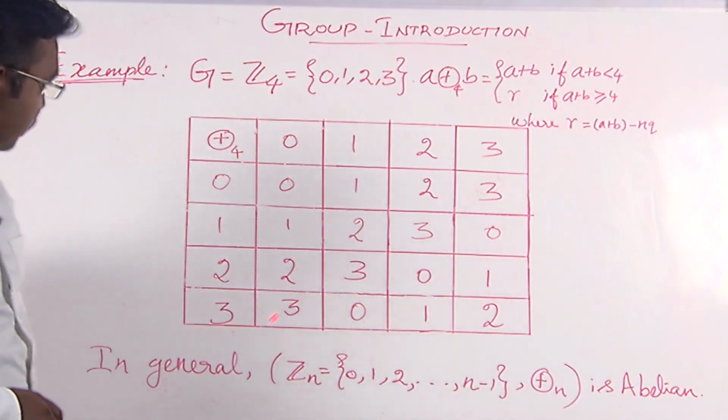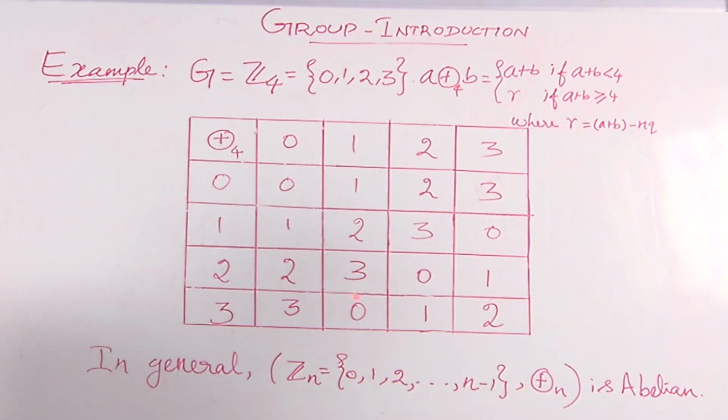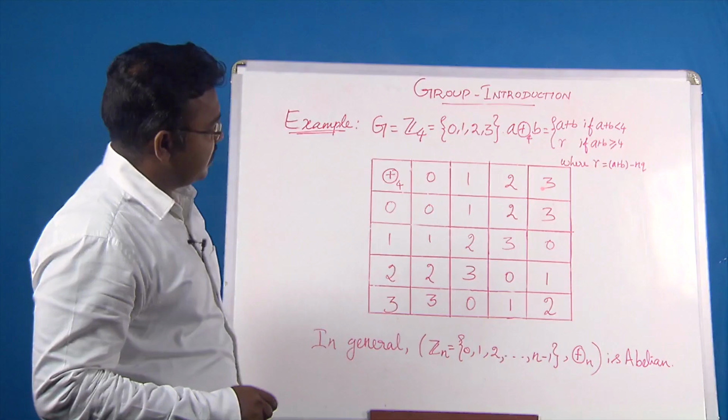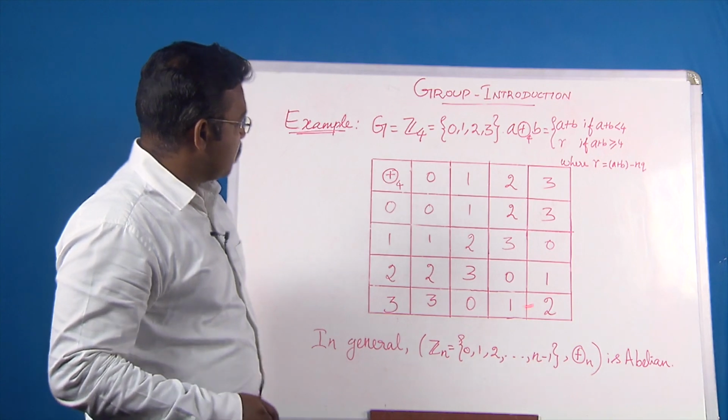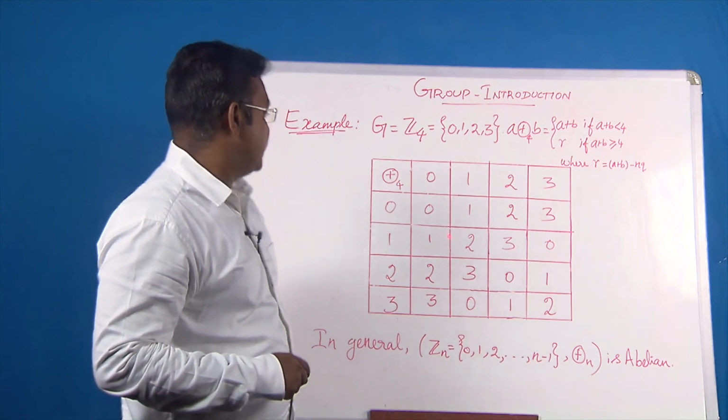The last row: 3 plus 0 is 3, 3 plus 1 is 4, therefore 0, 3 plus 2 is 5, therefore 1, again 3 plus 3 is 6. When we divide 6 by 4, the remainder is 2. This is how we fill up this entire Cayley table.